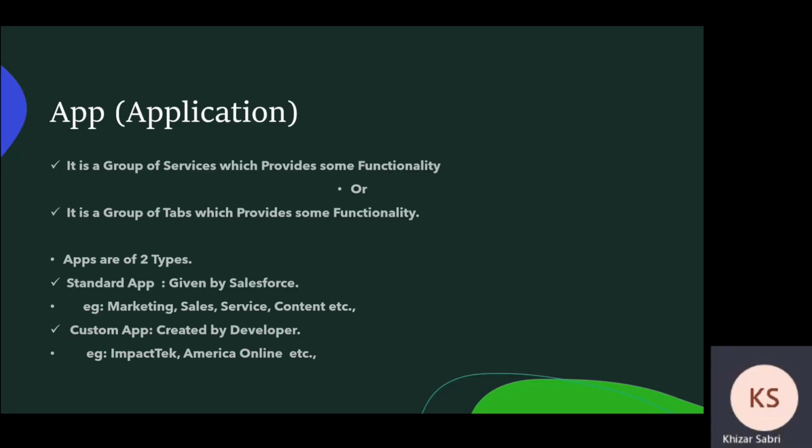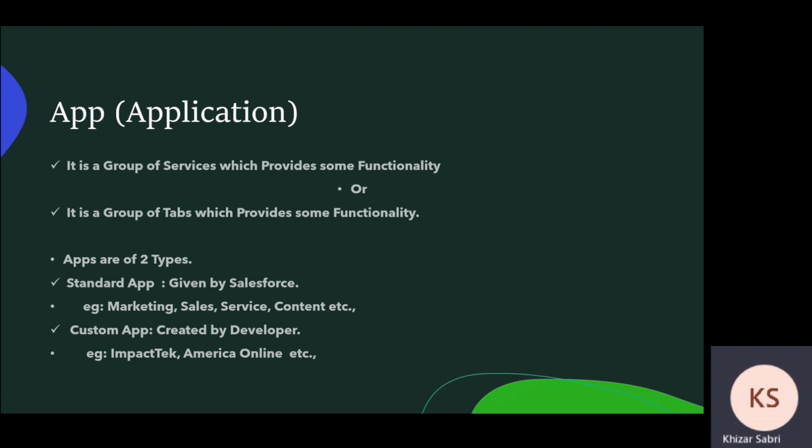So the official definition of an application: it's a group of services which provides some functionality. Remember that, it serves a purpose. The Waze app allows me to find directions from place A to place B. The Nike app allows me to buy Nike products. The Yahoo Mail app allows me to open Yahoo and access all its features. Another definition: it is a group of tabs which provides some functionality, and we're going to talk about tabs in a bit.